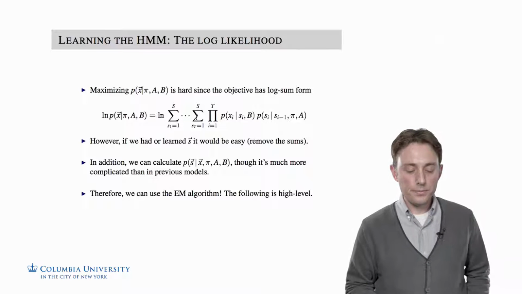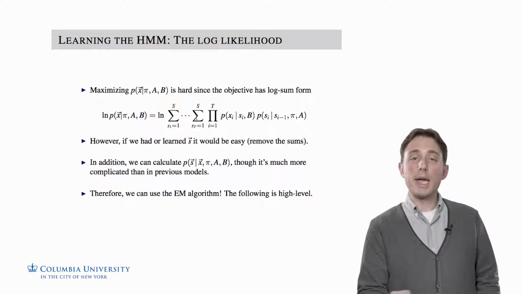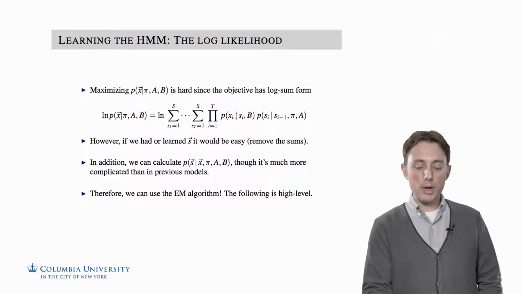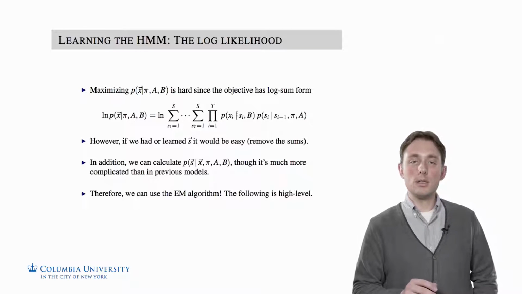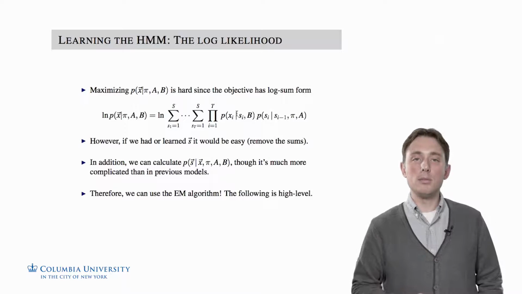that we can't optimize these things in closed form. However, we also know or can observe that if we get to know the state sequence S_1 through S_T, this would become a much easier problem. So if we treated these latent sequences as missing data and did a joint likelihood, we would suddenly have a very easy model to learn.